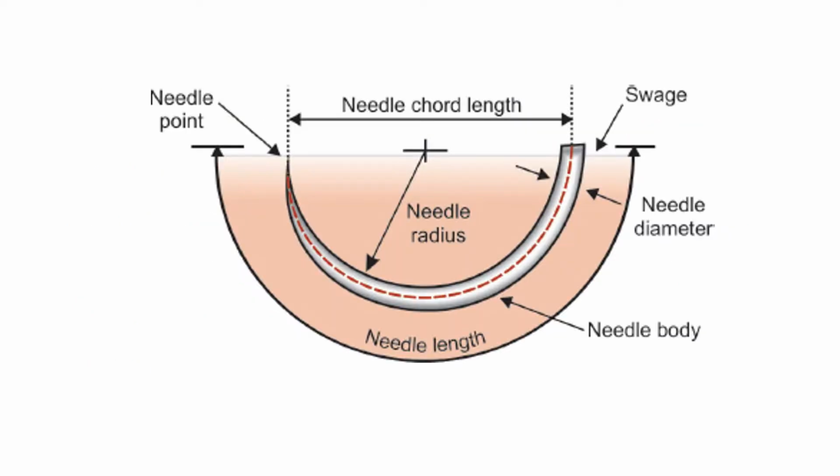So this is the anatomy of the needles. You have the needle point. Here is the needle length. This is the swage area where you have the needle and the suture material fused together. Then you have the needle radius. This is the body and needle diameter.